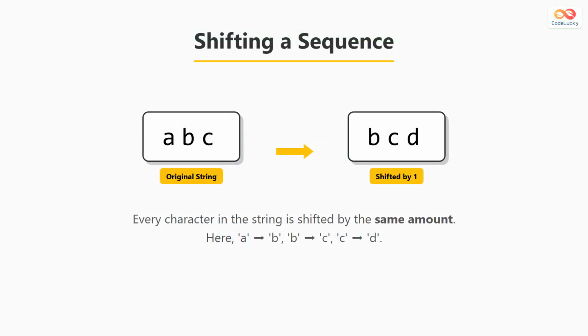When we shift an entire string, we apply that same shift amount to every single character in that string. In this example, to transform ABC into BCD, we shift the first character, A to B, the second character B to C, and the third character C to D. The shift amount is constant for all positions.